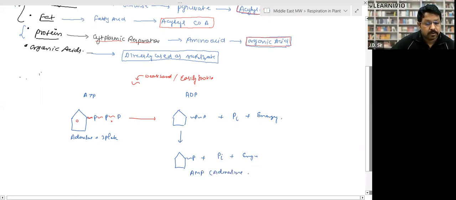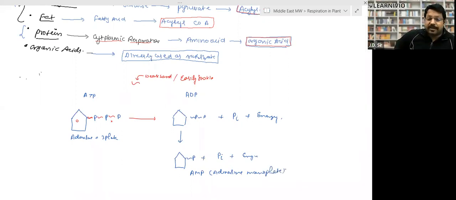Adenosine monophosphate, and now you cannot get energy from AMP, right? So it is very easy to get energy from ATP. That's why our body uses ATP. Got it?